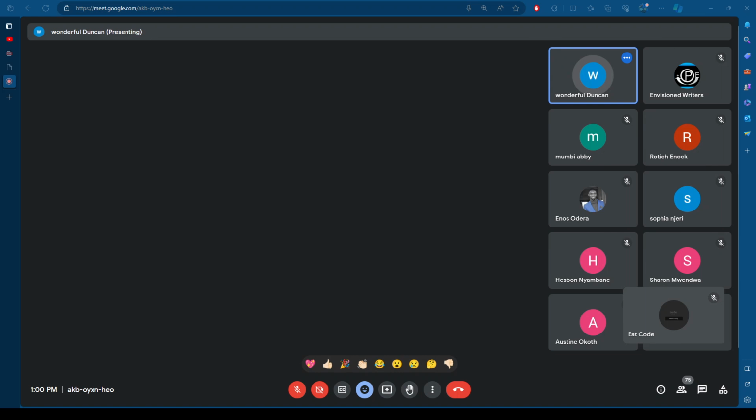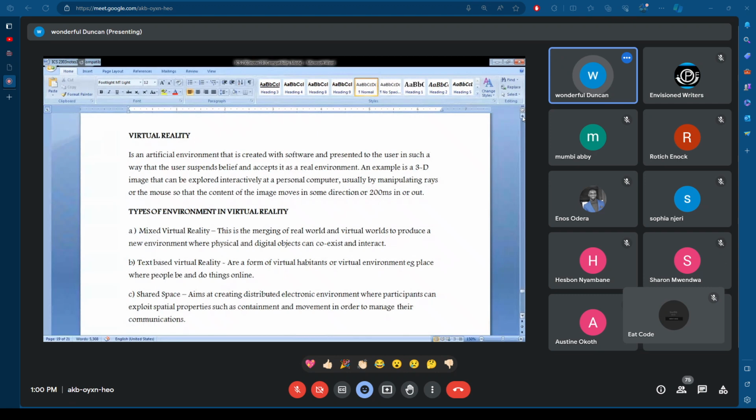An example is a 3D image that can be explored interactively at a personal computer, usually by manipulating keys or the mouse so that the content of the image moves in some direction, in or out.